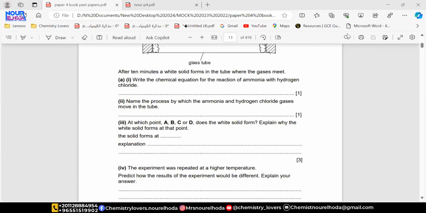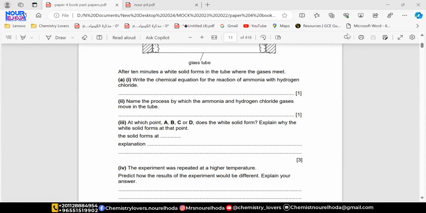Today we are going to do some past papers for the topics that we revised this week. If you remember this week, we revised energetics, which is exothermic and endothermic. We revised atoms and bonding, chemical formulas, balancing equations.